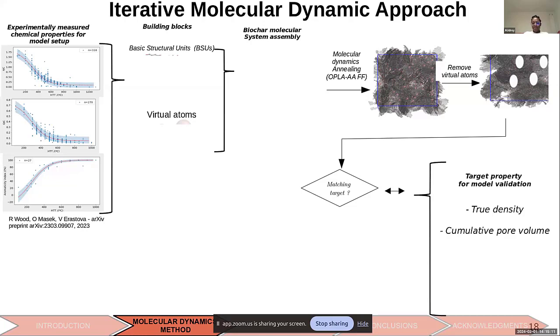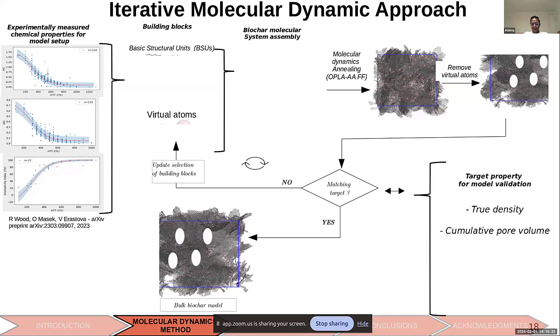So we used virtual atoms of different sizes. We first tested these virtual atoms using different molecules, to see how they interact with molecules of different shapes and different functional groups, so we can understand how they are going to interact when we start building our Biochar material. So we go through the same iterative approach.